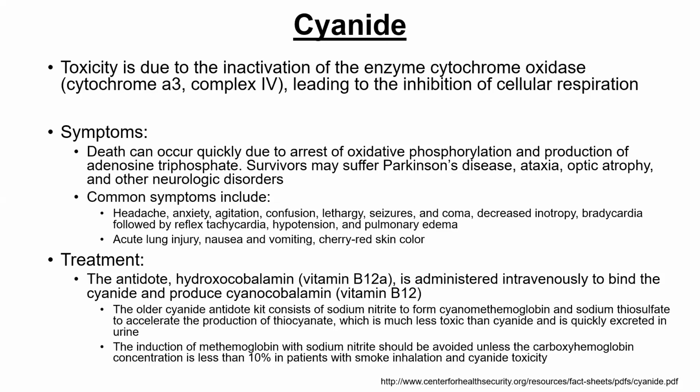Even those who survive may suffer from Parkinsonism, ataxia, optic atrophy, and other neurologic disorders. Common symptoms: headache, anxiety, confusion, and others listed here. How do you treat it? The antidote is hydroxocobalamin, which is vitamin B12a. You give that IV to bind to cyanide and then it produces cyanocobalamin, which can be easily eliminated from your body. And that's the treatment that is approved.